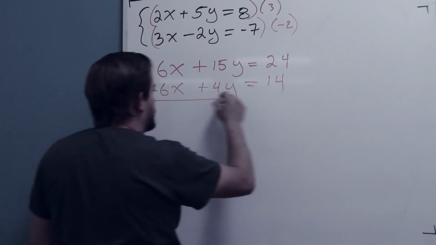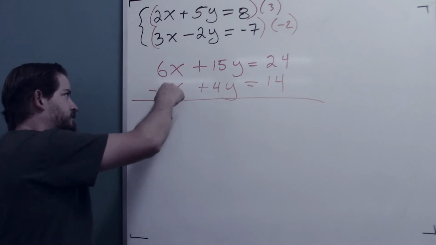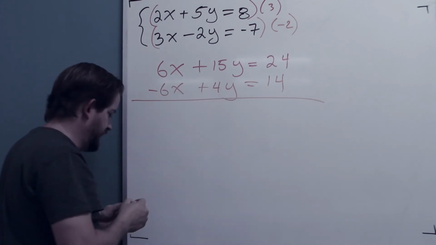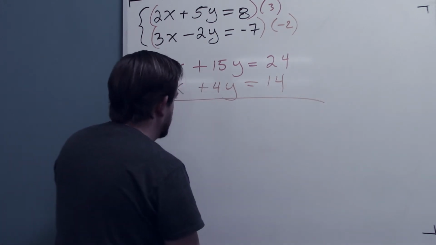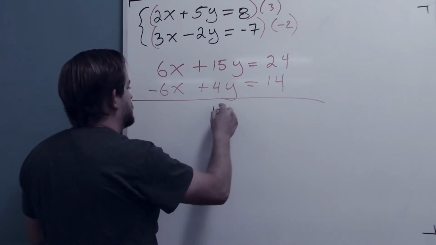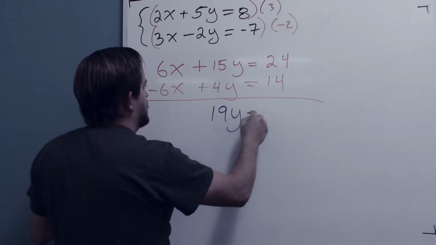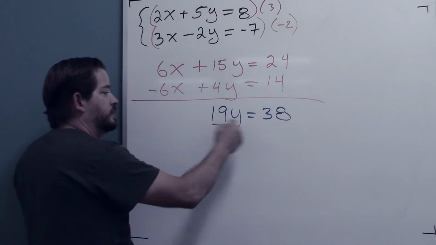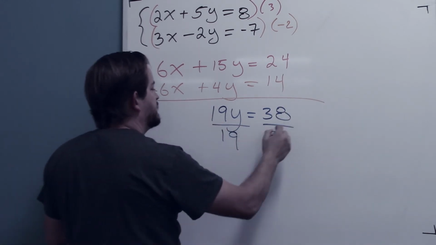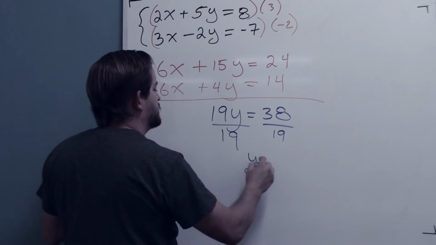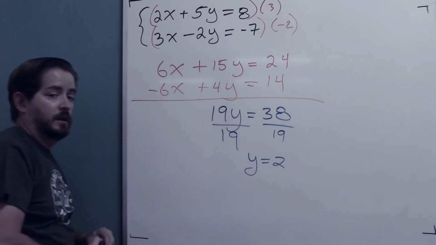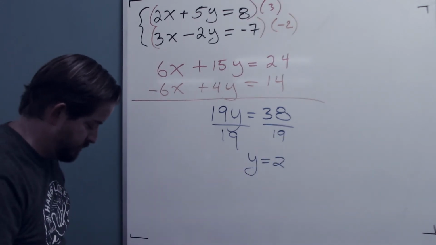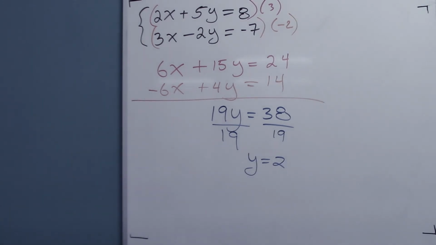And so I'll combine these two together now. The x's are all gone. That gives me 19y equals 38. And it's quick to see, if I divide by 19, the y is 2. A little bit of work, but not a lot. But I got it. y is equal to 2.